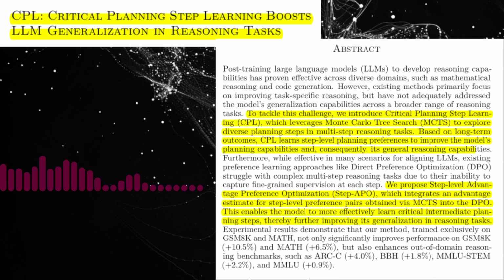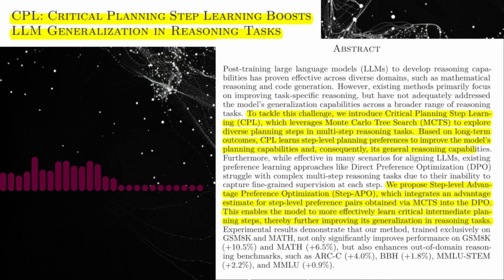Today we're diving into a paper that explores how to improve the reasoning capabilities of large language models, LLMs. The paper, "CPL: Critical Planning Step Learning Boosts LLM Generalization in Reasoning Tasks," proposes a new method called Critical Planning Step Learning, CPL, to enhance LLMs' ability to generalize across different reasoning tasks.